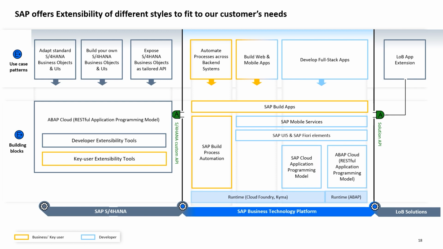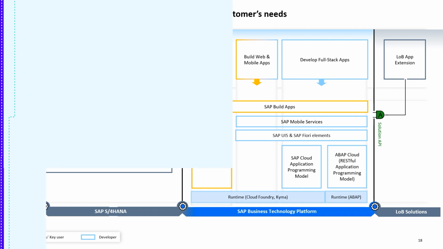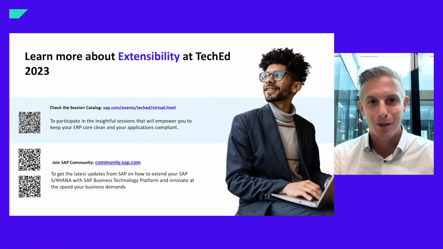For developing code first with SAP Build Code, full stack applications, you can still use SAP Build Apps for a no-code offering, but for really using code-first offerings within SAP Build Code, with our mobile services, UI5 and Fiori elements, and then our Cloud Application Programming Model, as well as for the ABAP world, our ABAP Cloud and our RESTful Application Programming Model. This is the event for learning about how to use BTP.